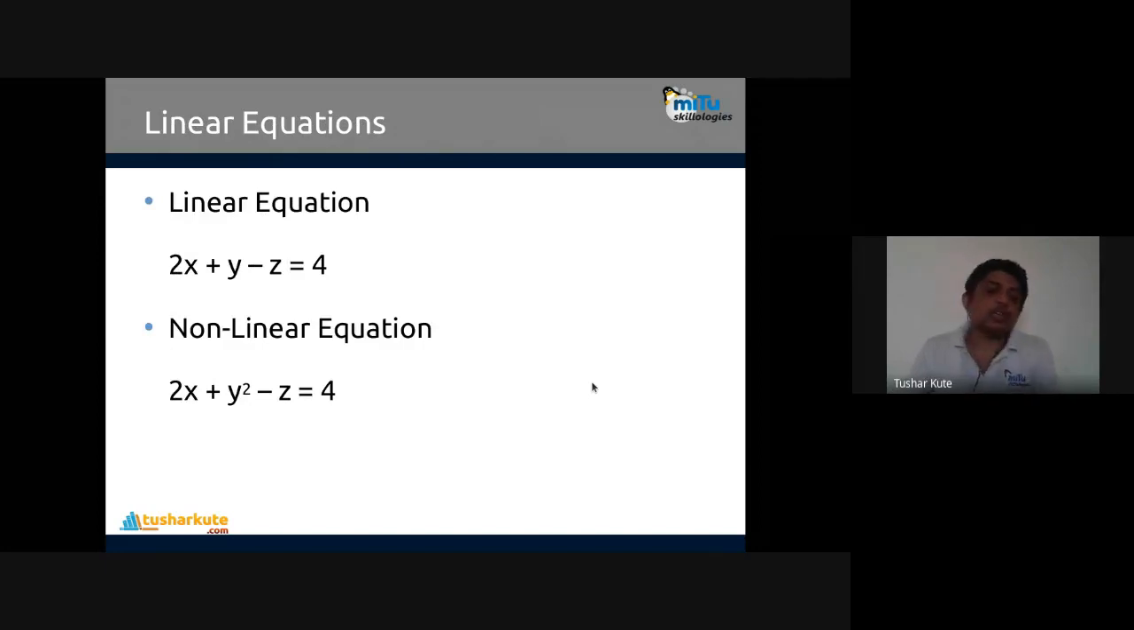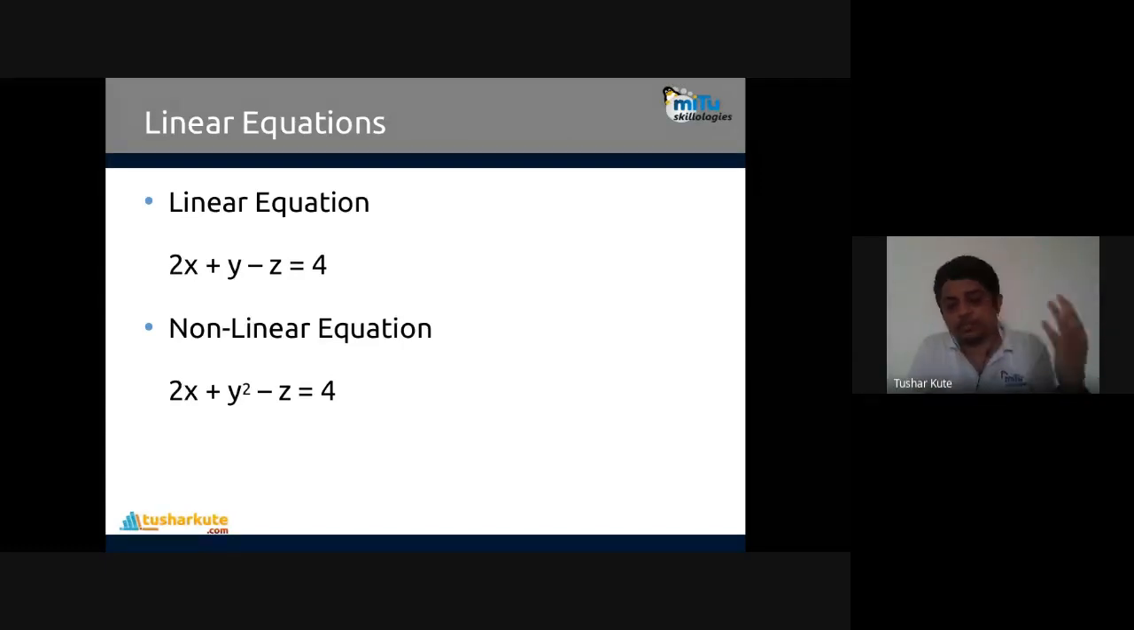So linear equations take the form like that. We can have any number of variables inside it, on the right hand side, left hand side. 2x plus y minus z is equal to 4. A linear equation is an equation where we have the exponent of every variable as 1. Remember that. You can see x raised to 1, y raised to 1, z raised to 1. It will not create any kind of effect in the output. Remember.